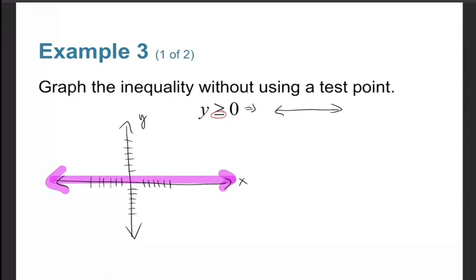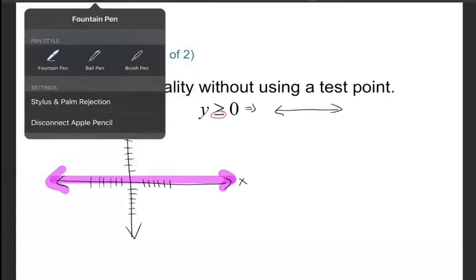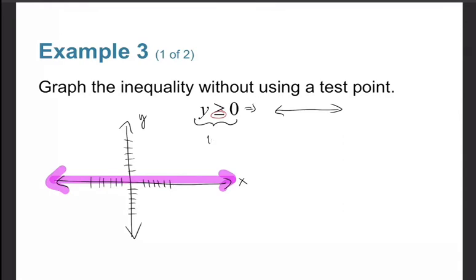Now we need to determine where to shade. Let's translate into words what this is saying to us. It says y is less than or equal to 0. For that to be true, all numbers must be negative. So therefore, our answer is the top part. So we're done with that. That was fast.